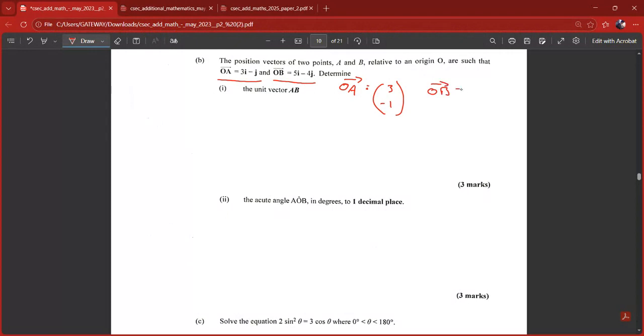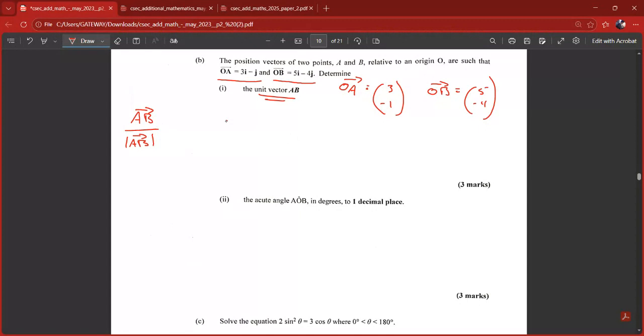Right, negative 4. So the unit vector of AB will simply be the vector AB divided by the modulus of the vector AB, or 1 over the modulus times the vector.